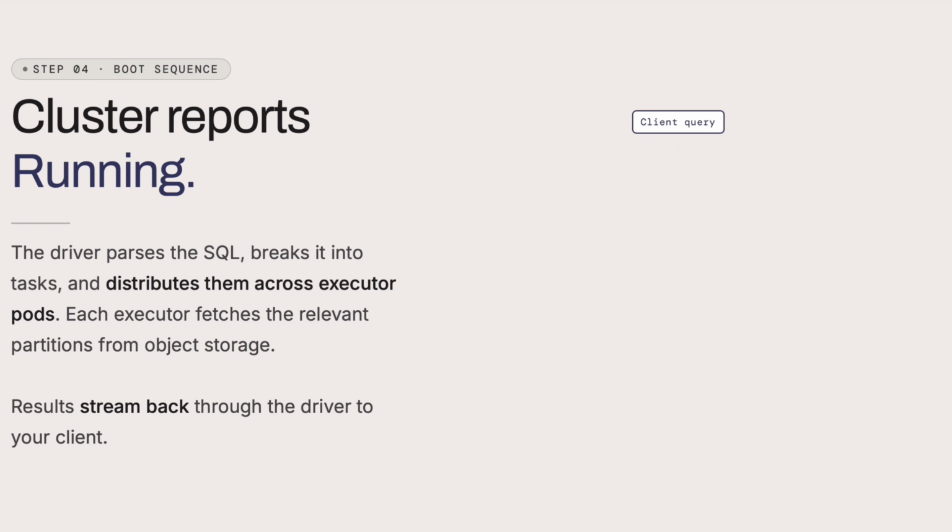Step 4. The cluster shows as running. From your first query, the driver breaks the work into tasks, sends them to the executor pods. Each pod reads the data it needs from storage, and the results come back through the driver to you. One thing worth knowing here, the executor pods talk directly to your storage layer. The driver is giving out instructions, not moving data itself. This is what keeps things fast, even on very large reads.